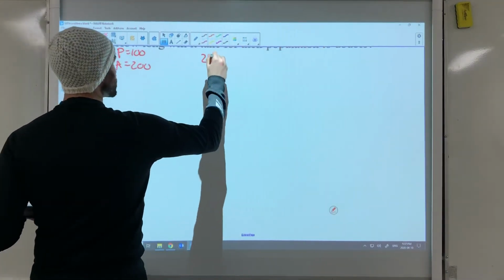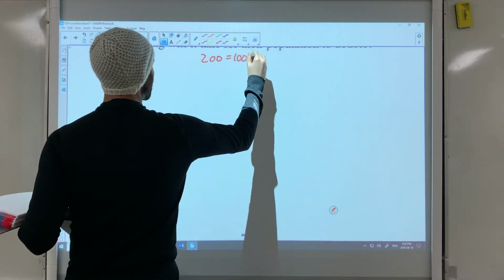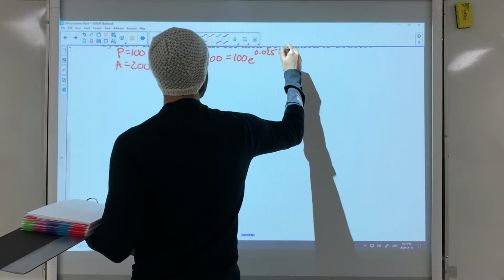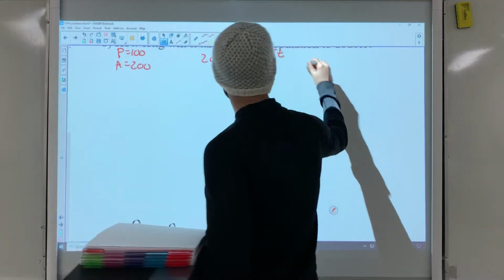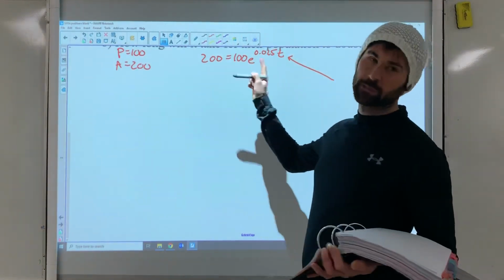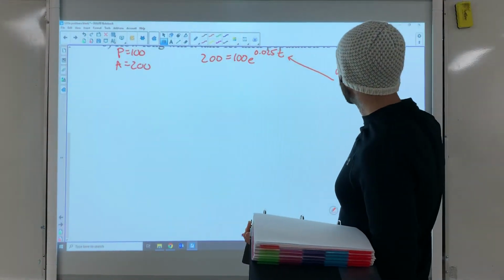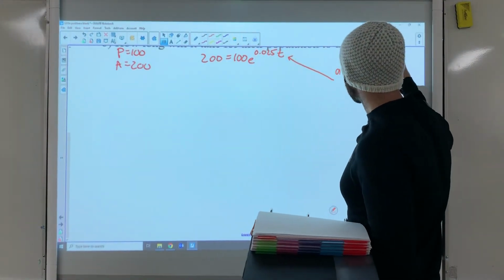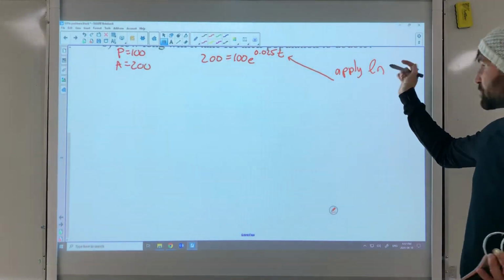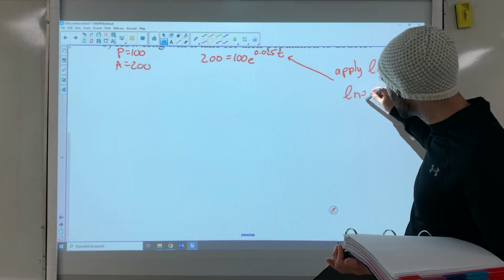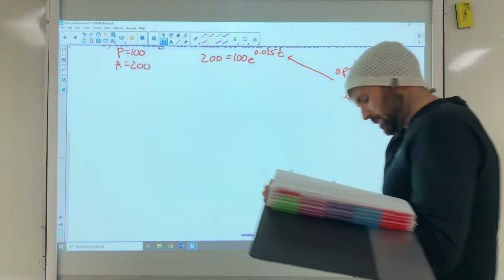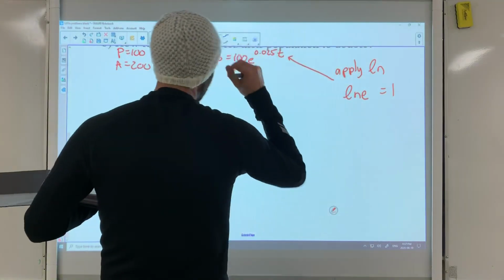So we're going to go 200 equals 100 e to the 0.025, and we don't know t, right? They're asking how long will it take to double? We are going to have to apply logs. Now, apply ln. Anytime you have the natural number e, you're going to want to use ln. Just remember that property that ln e is 1, right? So we'll be able to cancel that out.